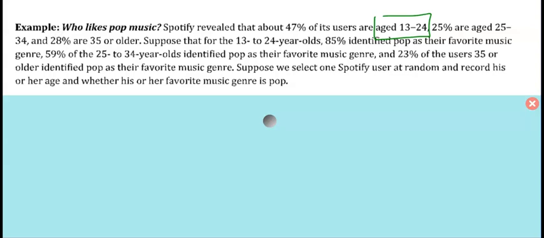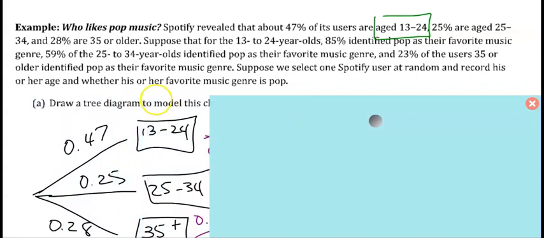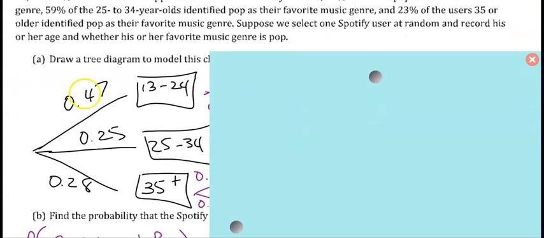Alright, so we have users, 47% of which are aged 13 to 24, 25% are 25 to 34, and 28% are 35 or older. Okay, so as part of our tree diagram, we are there. 47, 25, and 28.